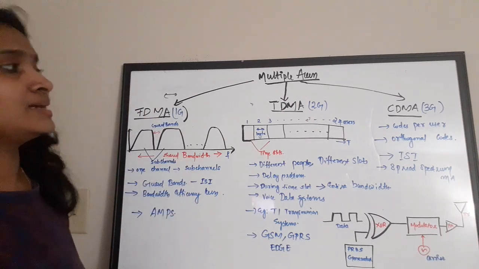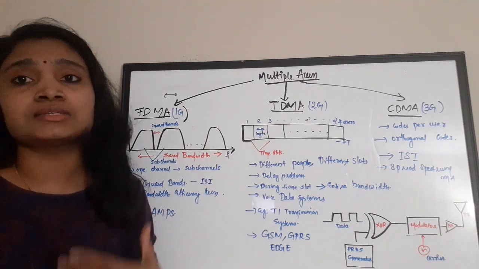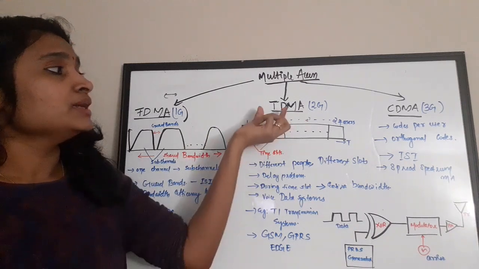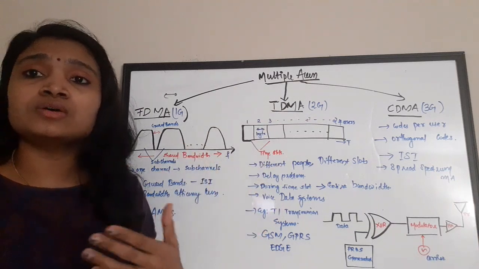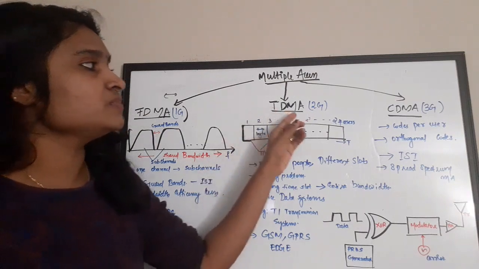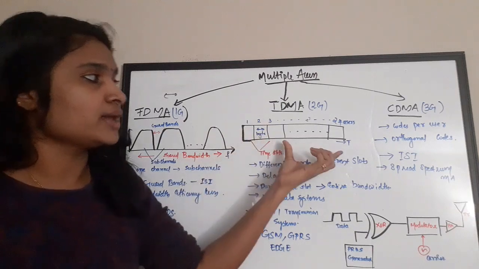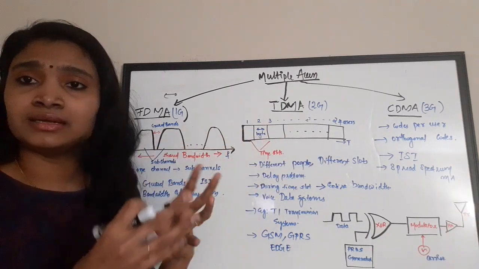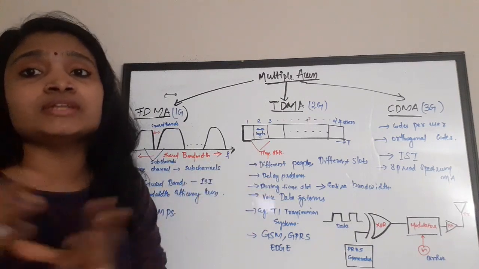Next, moving on to the next technique, which is TDMA, Time Division Multiple Access. As I said earlier, TDMA is used in 2G devices. TDMA means Time Division Multiple Access, so the time is getting divided. There is a channel, and this channel is divided by time among various users.